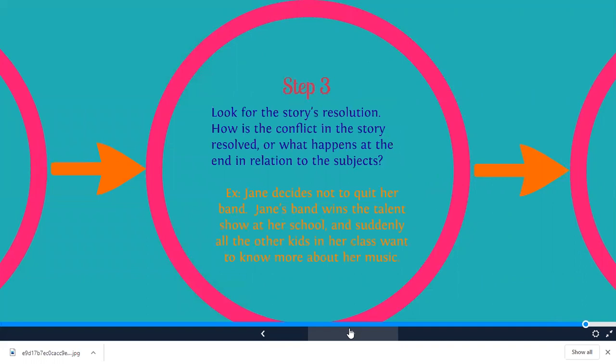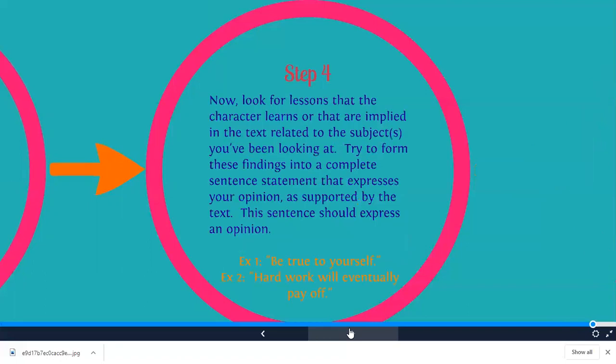Look for a story's resolution. How is the conflict in the story resolved? What happens at the end in relation to the subjects? Jane decides not to quit her band. Jane's band wins the talent show at her school, and suddenly all the kids at the other school want to know more about her music. Now look for lessons that the character learns or that are implied in the text. Try to form these findings into complete sentences. Be true to yourself. Hard work will eventually pay off.